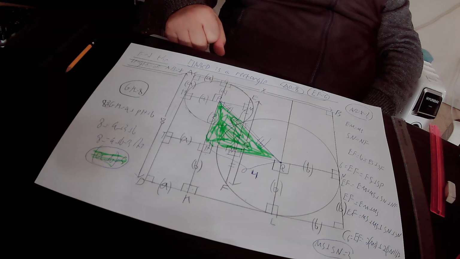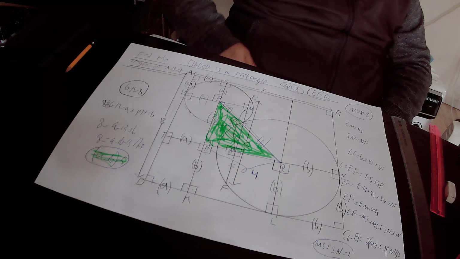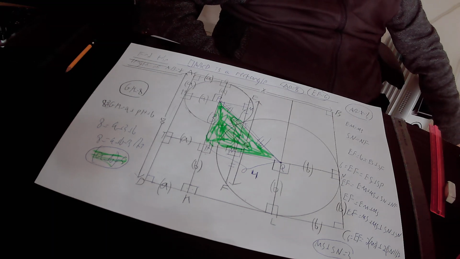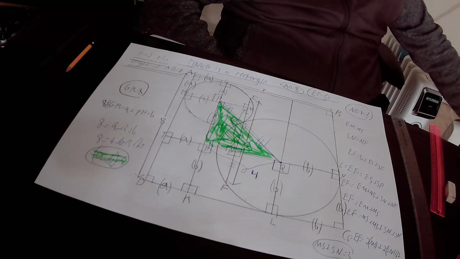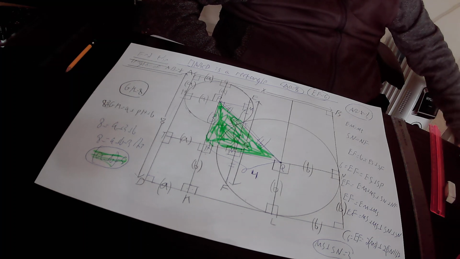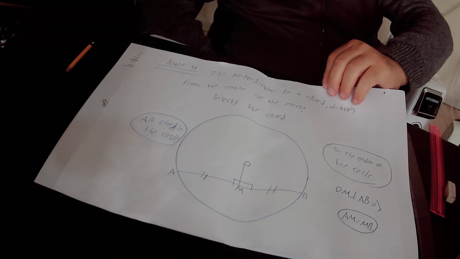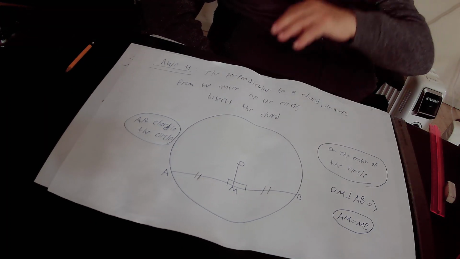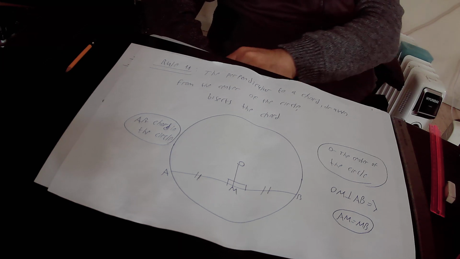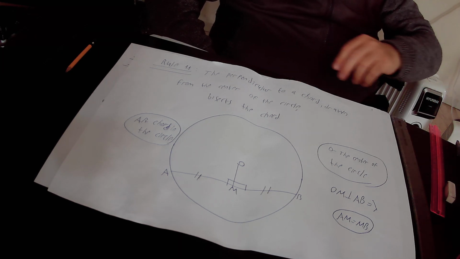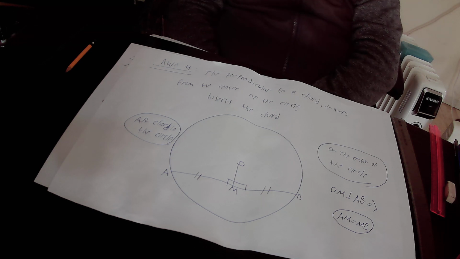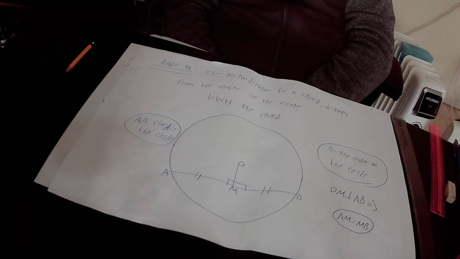Then I presented to you the new rule, and we implemented the new rule in our drawing. The new rule is Rule 11. According to Rule 11, the perpendicular to a chord drawn from the center of the circle bisects the chord.